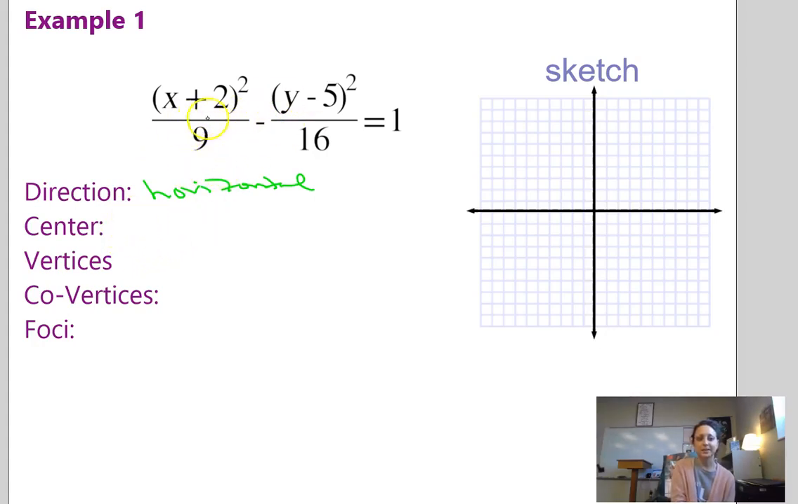All right, now the center, we're going to grab it the same way we have been. So remember, inside parentheses is opposite. Go x comma y. So we've got -2 comma 5. So I'm going to go ahead and plot that.